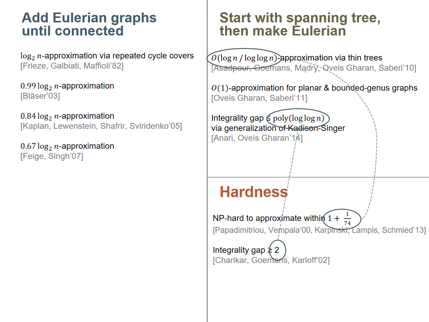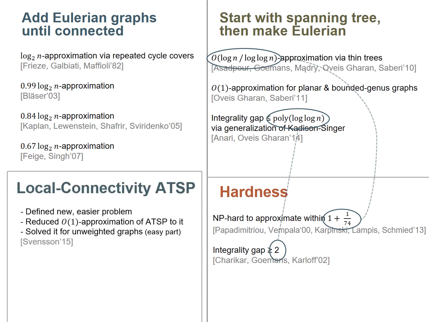So then a new approach, which I put on the left because it also relies on keeping the graph Eulerian, was introduced in the work of Svensson, who in 2015 introduced a new easier problem called local connectivity ATSP, and showed a reduction from getting a constant factor approximation for ATSP to solving that problem. And then that problem was solved for unweighted graphs, and that gets a constant factor approximation for unweighted graphs.